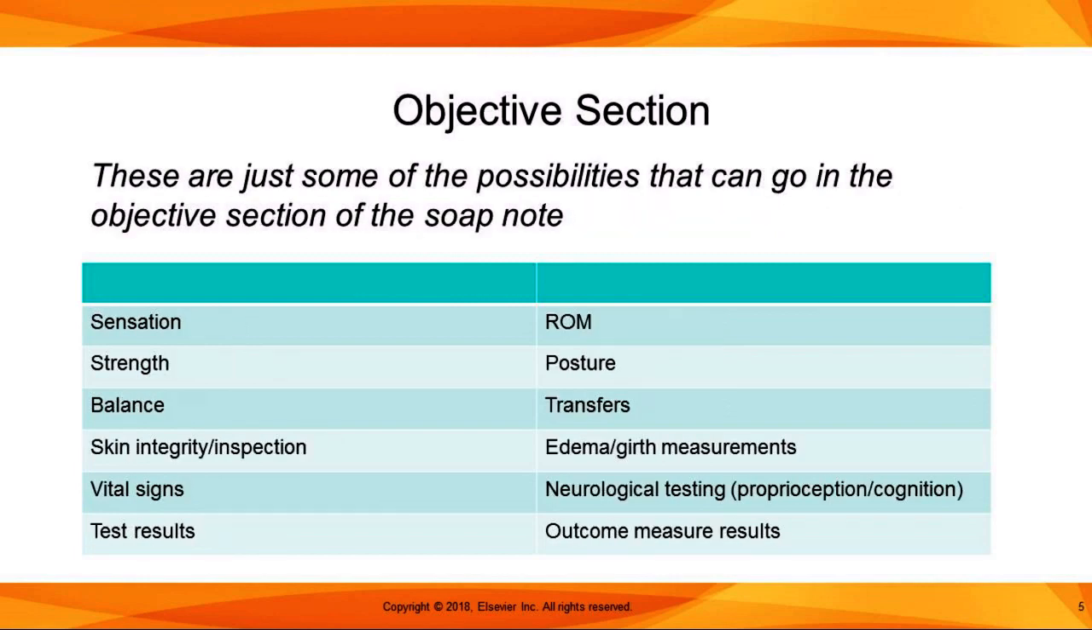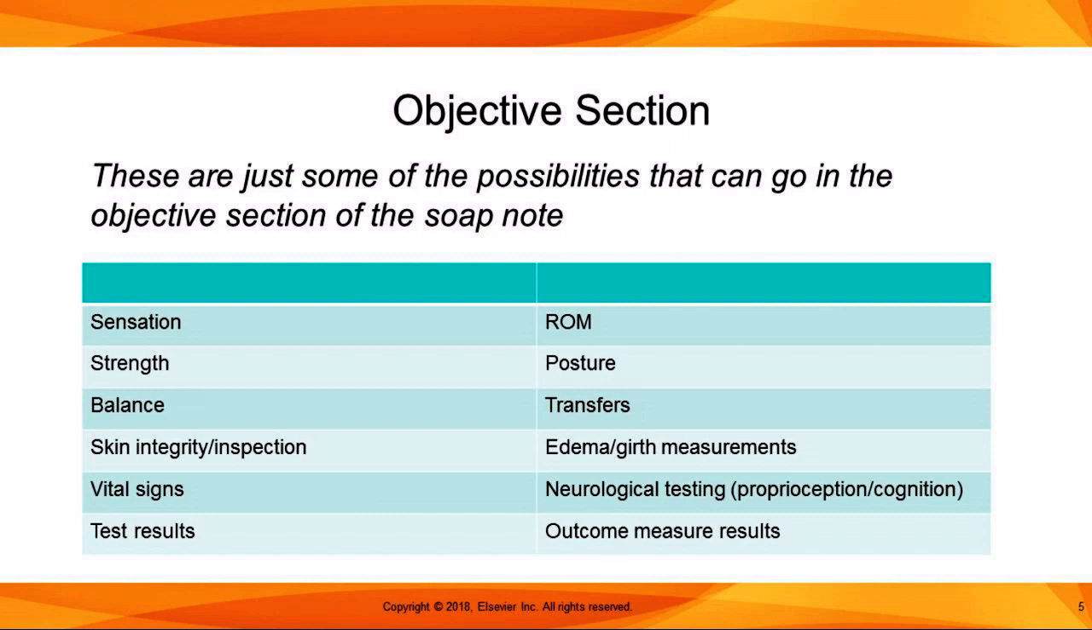Okay. In the objective section, lots of things. So remember in tests and measures, all the stuff you measured, that's all objective information. So sensation, strength, balance, skin integrity, inspecting their skin if they have an orthotic or something like that. Vital signs, test results, range of motion, posture, transfers, like level of assist needed in transfer, that's objective. Or what equipment they're using for a transfer, like modified independent transfer with a slide board. That's a good objective thing.